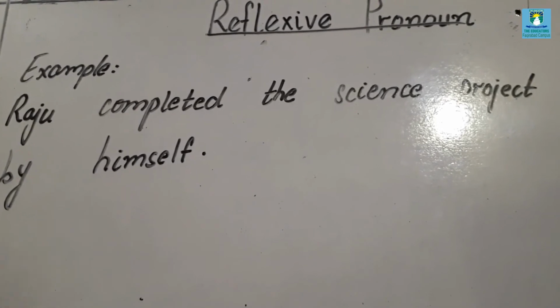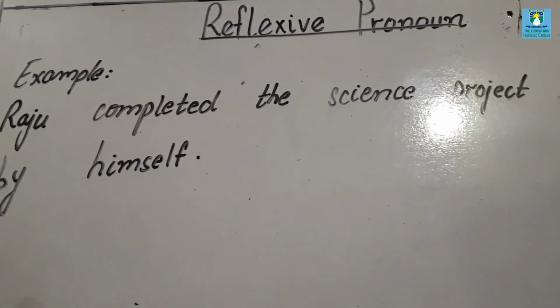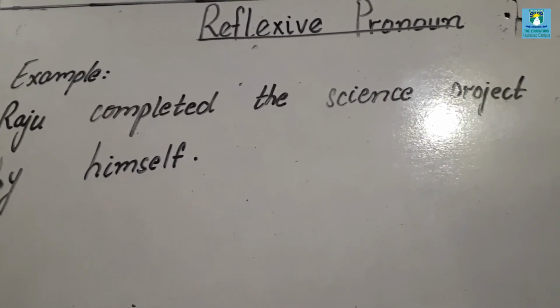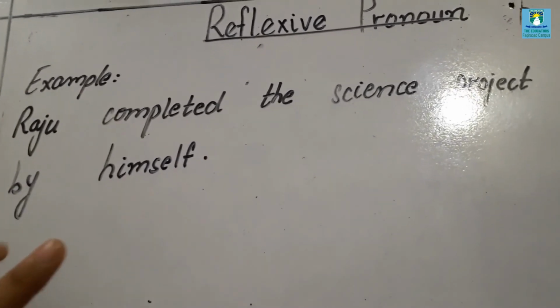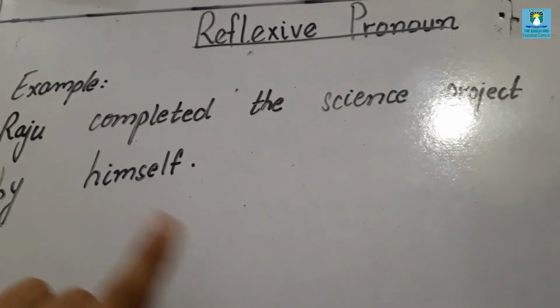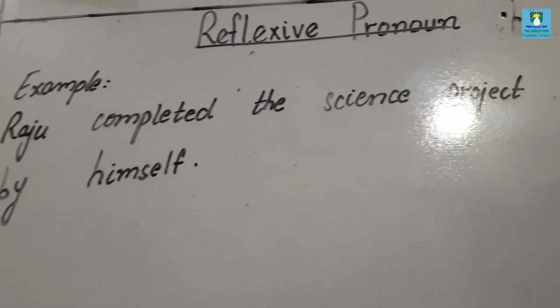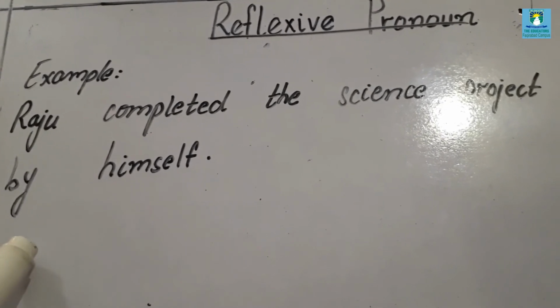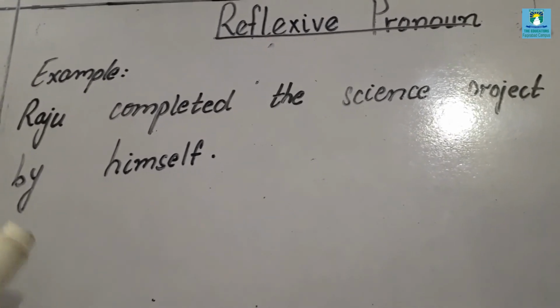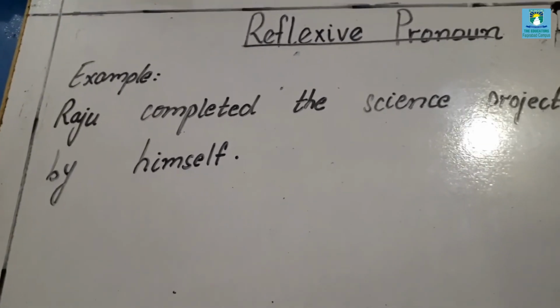By himself. Here Raju has done the project, he has made the project all alone, okay, without the help of anyone else. So we have used the reflexive pronoun which is himself, okay. Himself is the reflexive pronoun, and which preposition we used? By. Understand?